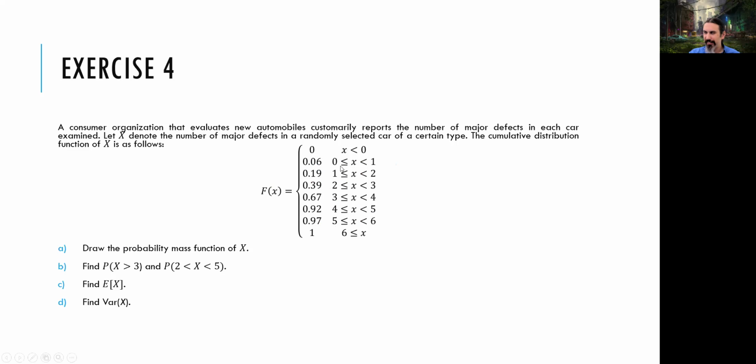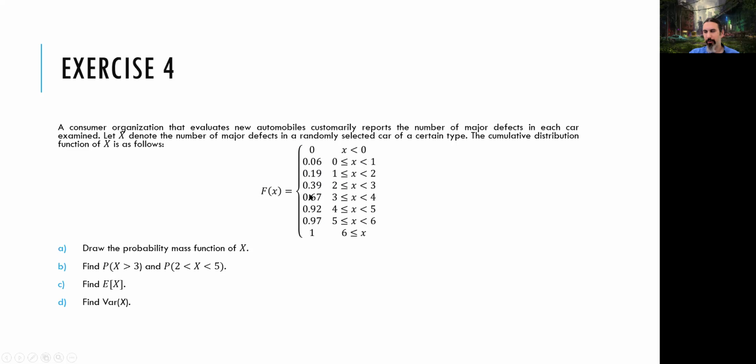So the probability of 0 is 0.06. The same jump occurs at 1, but the jump distance is 0.13. So probability of 1 is 0.13. Then it occurs again at point 2. The probability of point 2 is 0.20. The difference is 0.20. Then at 3, then at 4, you can see all the jumps and all the values in there. So you can just find them. For example, at point 6, it's 0.03, at point 5, 0.05, at point 4, 0.25, and at point 3, 0.28.